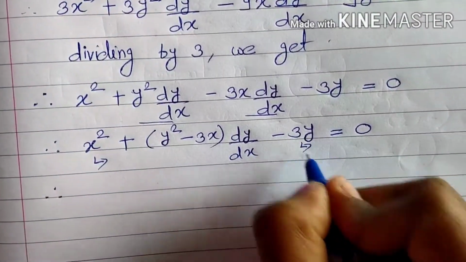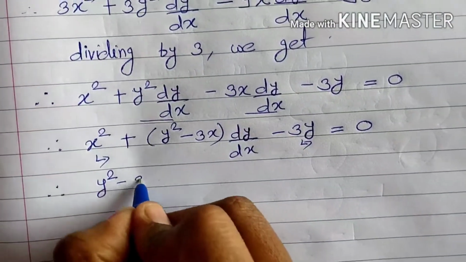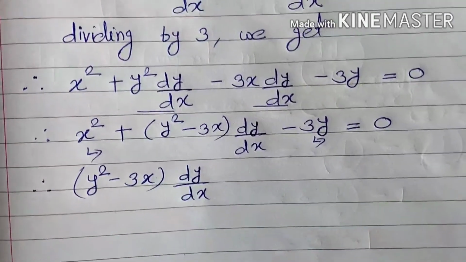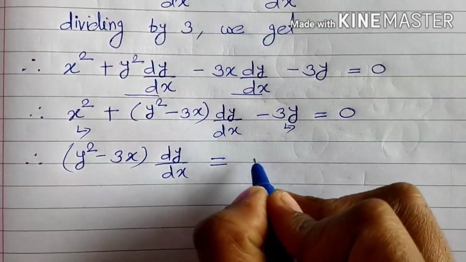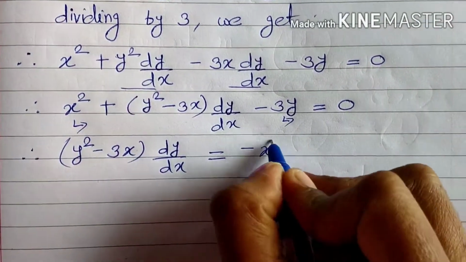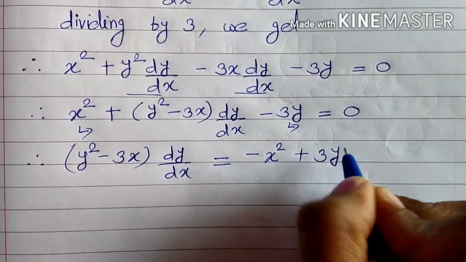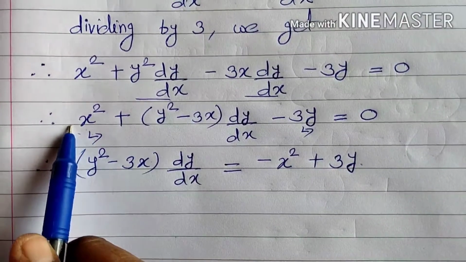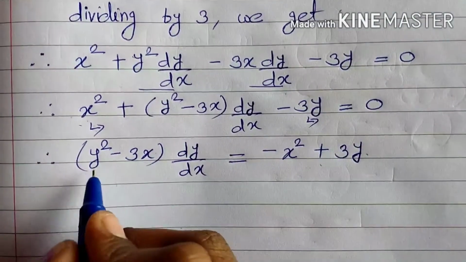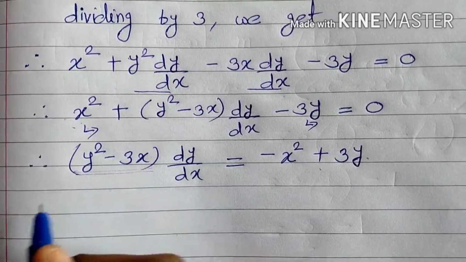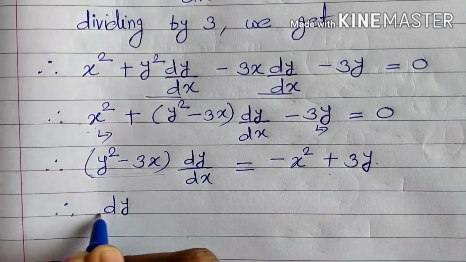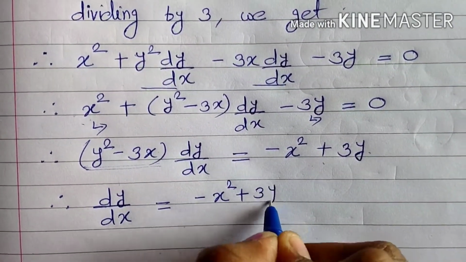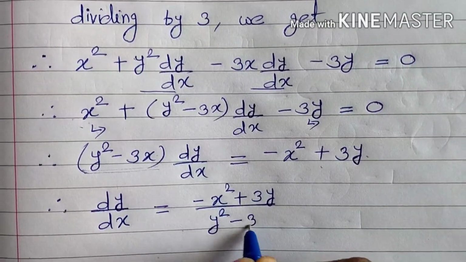Now transfer this term on RHS side. So you get (y square minus 3x) dy by dx is equal to minus (x square plus 3y). When we transfer this from LHS side to RHS side, then sign will be changed. It will become minus and it will become plus. Now transfer this expression also to the other side. So you get only dy by dx equal to minus (x square plus 3y) upon (y square minus 3x).